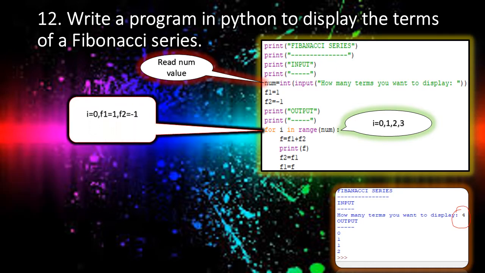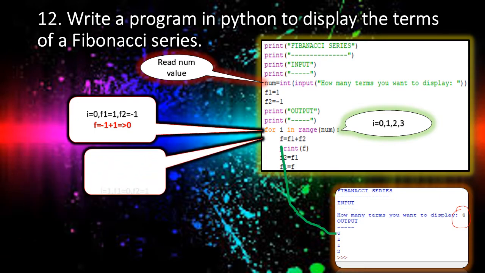So first the I value is 0. Initially f1 is 1, f2 is minus 1. So now we are adding together f1 and f2 and assigning to the variable f. So we get the answer 0. So it's printed 0. And next f2 equal to f1. So now the f2 value becomes the f1 value and f1 equal to f. So f1 equal to 0. The f value is 0, so it will be just f1.